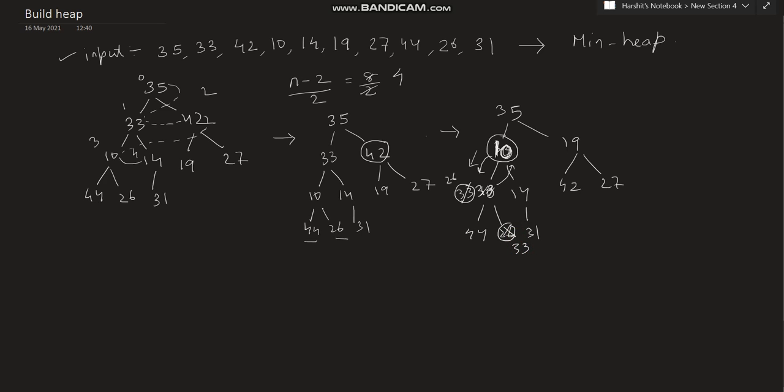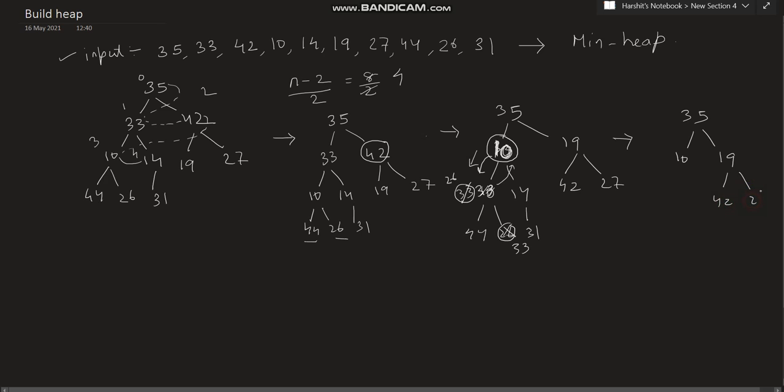Okay, so basically if we are comparing the values like the root value, the left child value and the right child value, if the smallest we got from the left child and the right child, in that case we will be moving in that direction. Okay, so after performing heapify on node 33, we will be having the modified tree. So 10 will be over here, 19 will be over here, 42, 27, this one will be 26, 14, 44, 33, and this will be 31.